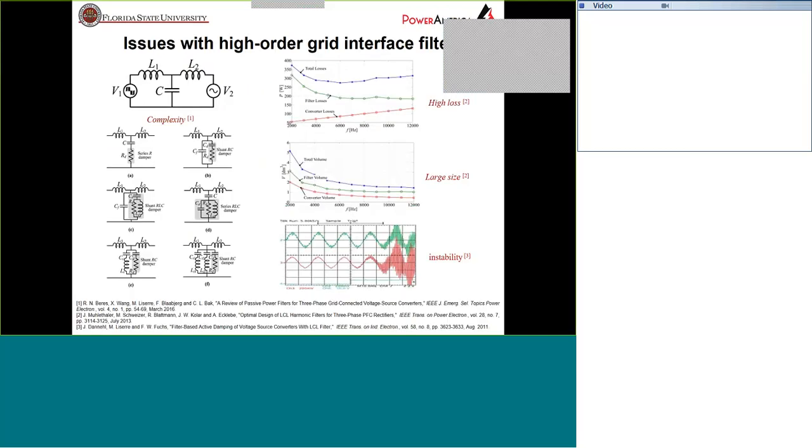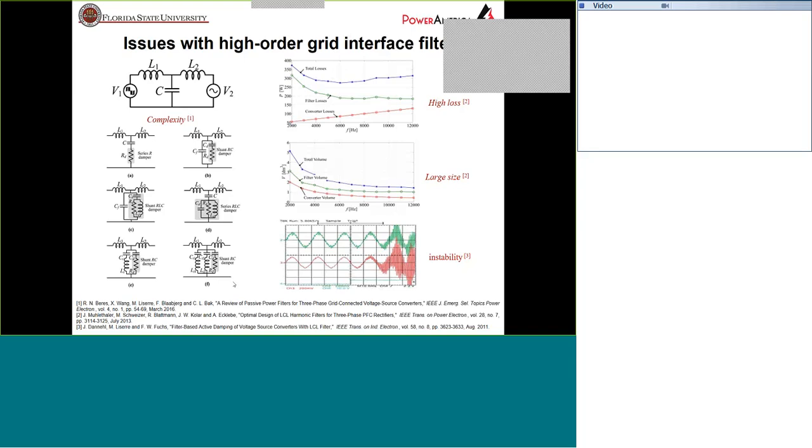The first reason we want to get rid of this high order grid interface filter is that we usually call this filter an LCL type filter, but in real applications, sometimes we have to include a damper. It is a resistor that generates loss and heat, and usually this damper will combine with another RC circuit to bypass some of the low frequency components to make it more efficient. And usually this LCL filter will also include one or two notch filters to trap the switching frequency. So the structure of this filter can be complicated.